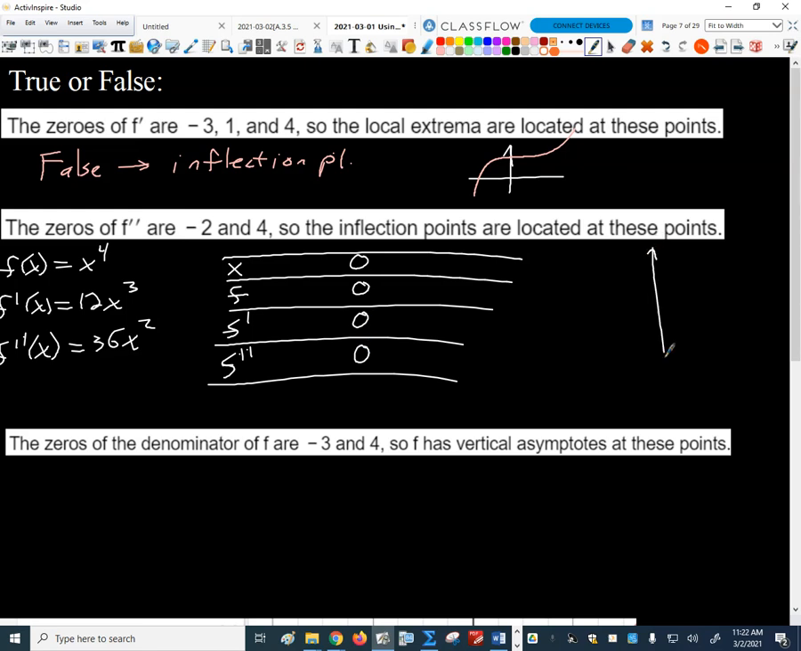But we know what that function looks like. X to the fourth just looks like that. It never changes concavity, does it? If we look at signs, if we pick some test points, like at -1 and +1, well, the second derivative is positive everywhere, isn't it? Except at 0. So there's an example. That's false, isn't it? The moral of the story is we can't assume that zeros of the second derivative are inflection points. We have to check that with test points in our table, right?